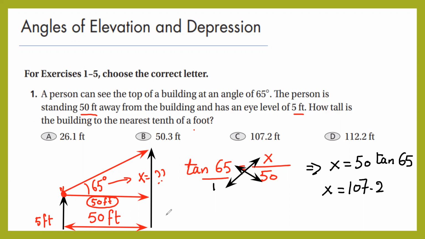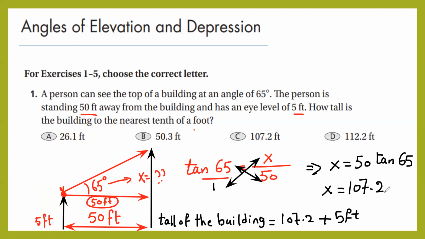So the building height, how tall is the building, equals the 107.2 plus 5 feet. Don't forget here, the final answer is in feet. Okay, plus 5 feet, so plus the 5 you resulted. So the answer is 112.2, and the final answer is in feet. So finally, you can select the answer D.